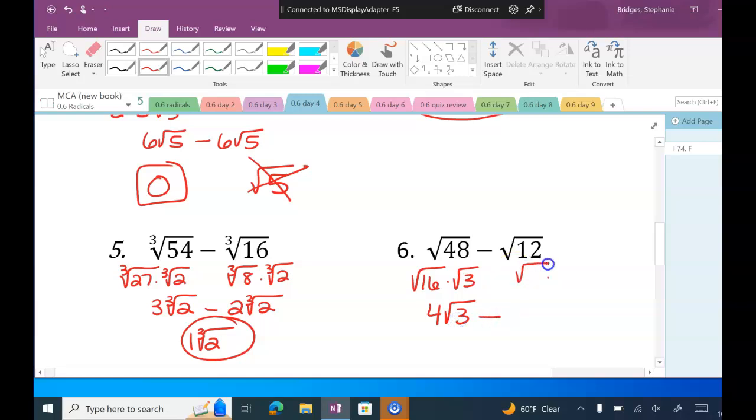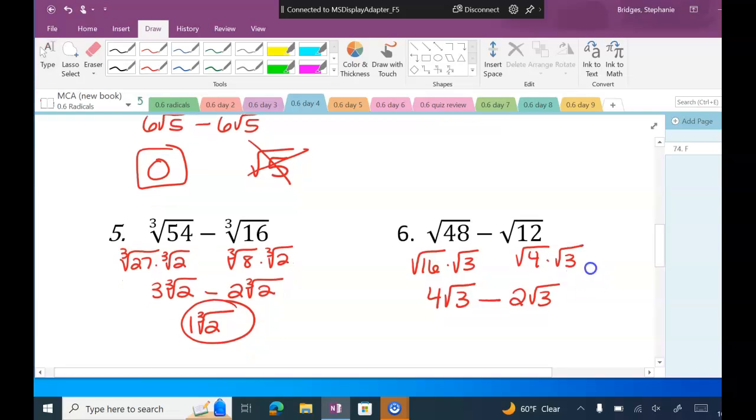Then I'll do the 12. That breaks down into the square root of 4 times the square root of 3, which is 2 square roots of 3. Are they the same now? Yes. What is 4 minus 2? 2. So it's 2 square roots of 3. Is everybody kind of okay with that one?